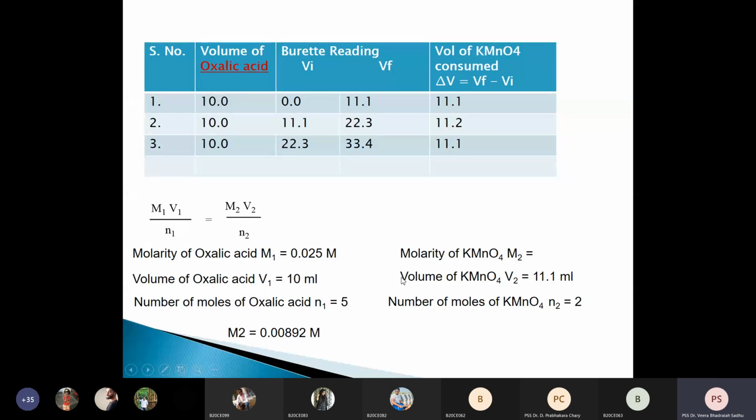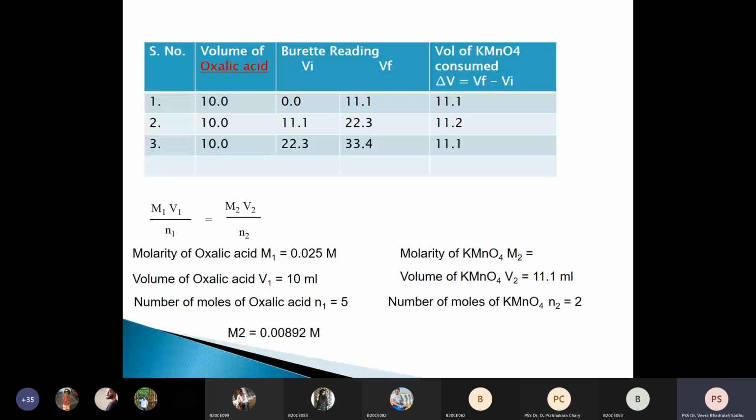So you can easily calculate the molarity of KMnO4. When you substitute all these values into this formula, you end up with KMnO4 molarity, which is 0.00892 moles. So your first step is done. We have estimated the concentration of KMnO4.